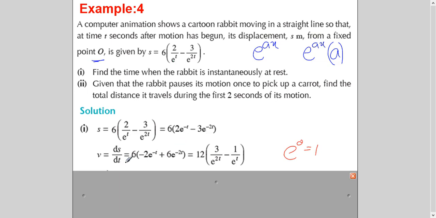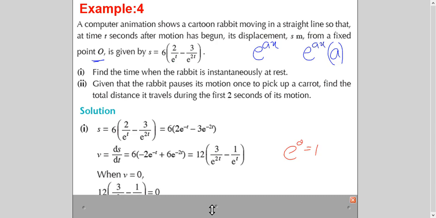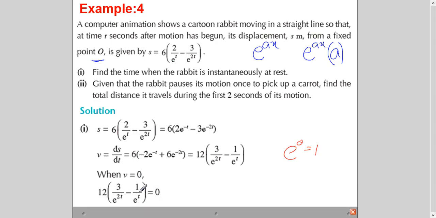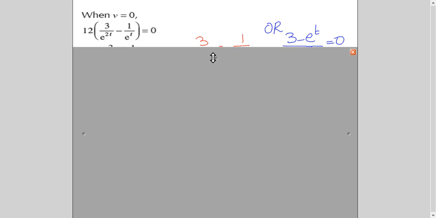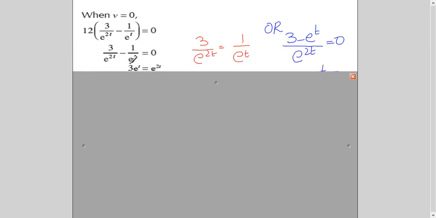Yes, I hope that there is no problem. So I'm simply differentiating it and I got this answer. After getting this answer, because it is saying instantaneously at rest, I have to put v equals 0. When I put it equal to 0, now I have to solve it to get the value of t. 12 will go here, it will become 0. And then you can take this whole term to this side.